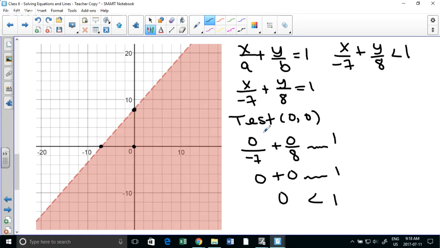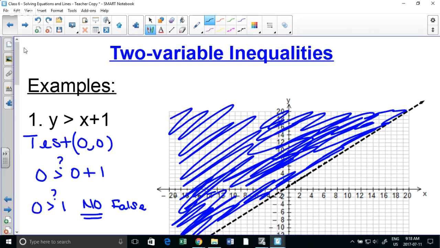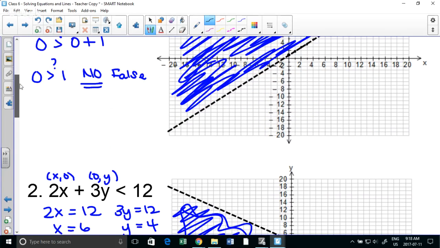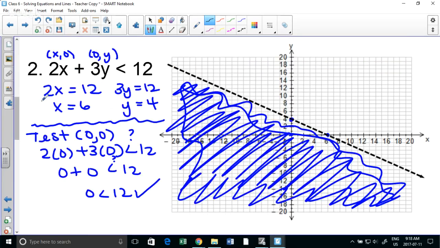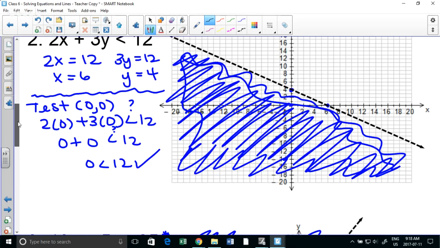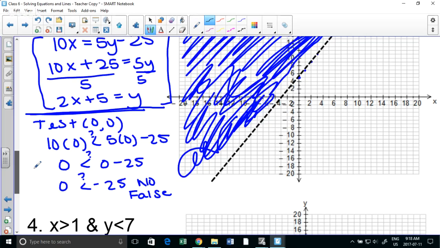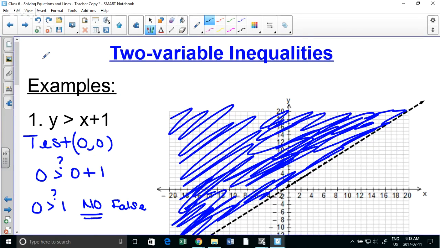So just one quick note. Notice when I'm testing, I don't change sides. Nothing changes sides. If it's on the left, it stays on the left. If it's on the right, it stays on the right. Same thing when I did these problems. When I tested, nothing changed sides. I didn't move things over, nothing. When you're testing, you have to make sure everything stays where it is. You're just testing the point, plugging it in, and doing the left side with the left side and the right side with the right side.